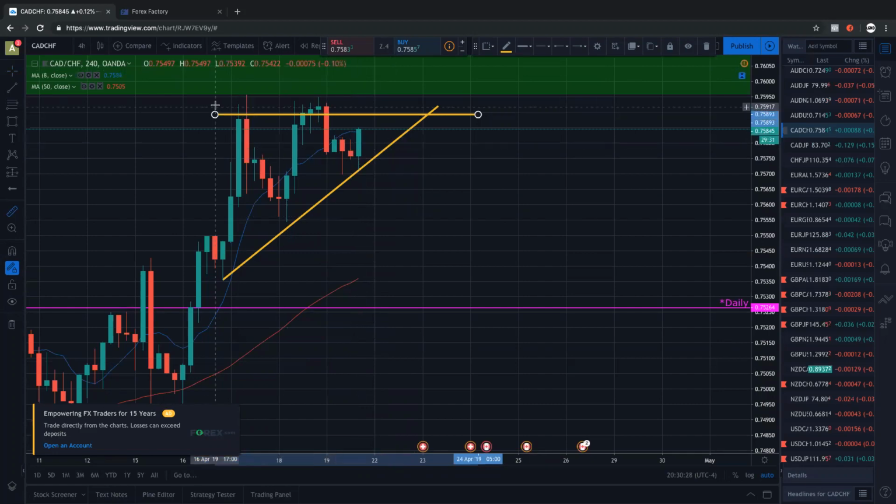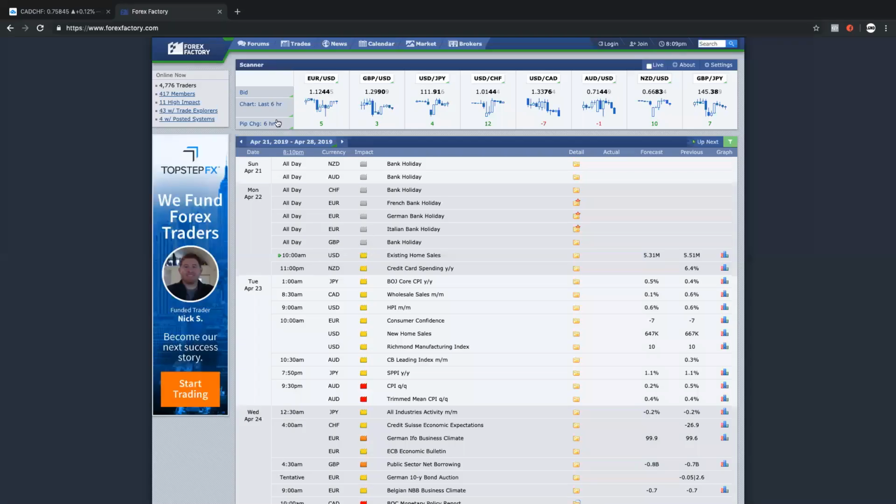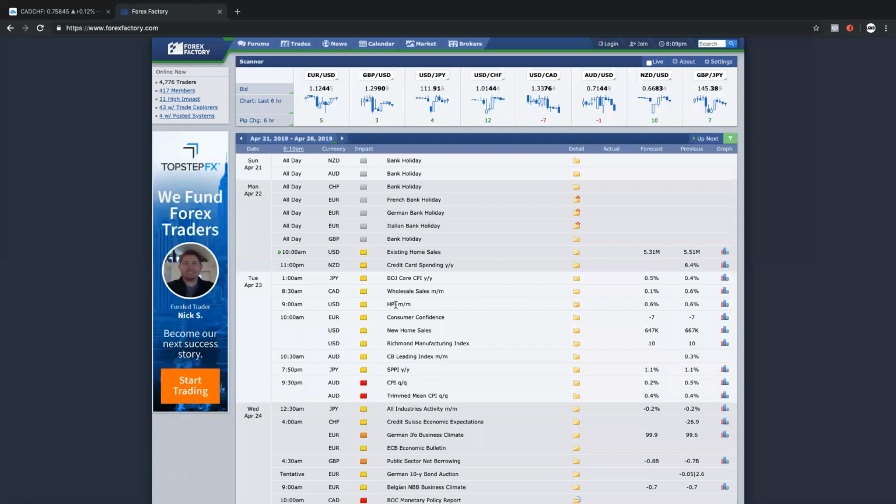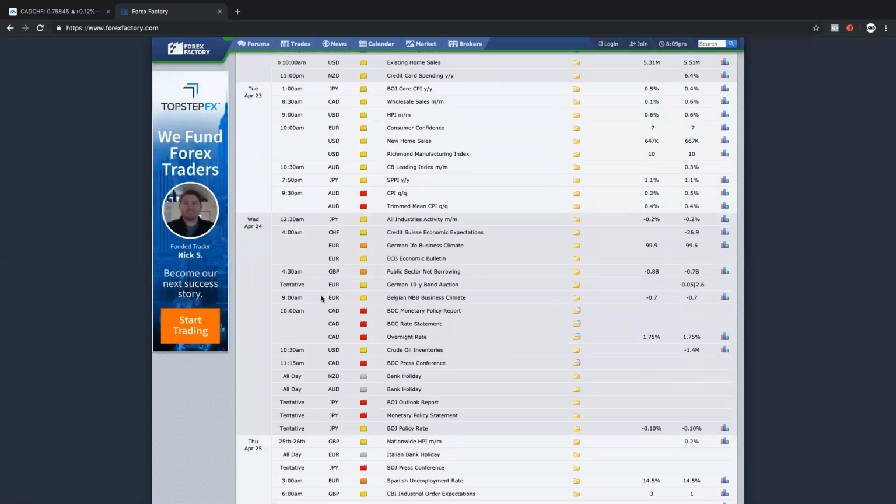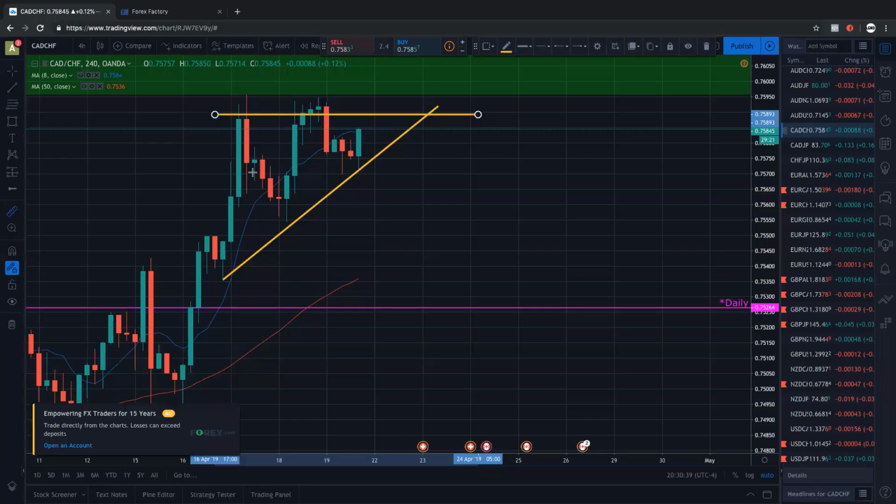And remember what I was saying. Keep in mind the Forex Factory, simply because, remember, Wednesday, we have news that's releasing. So do we want to be trading, or do we want to be in a swing trade on Canadian dollar, Swiss franc, knowing that news is going to release on Wednesday? I wouldn't want to be in it.